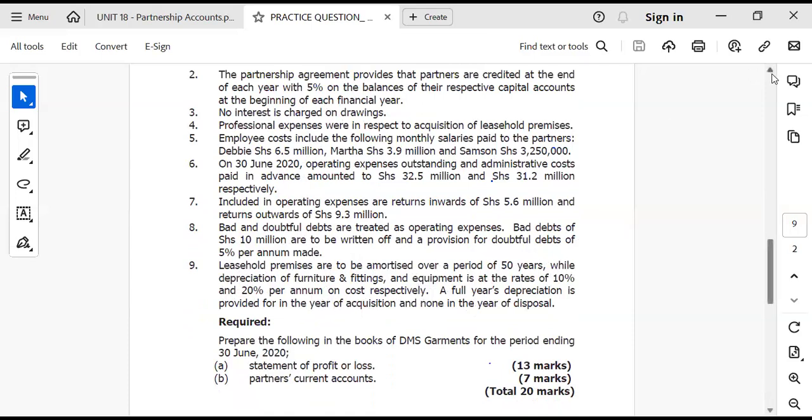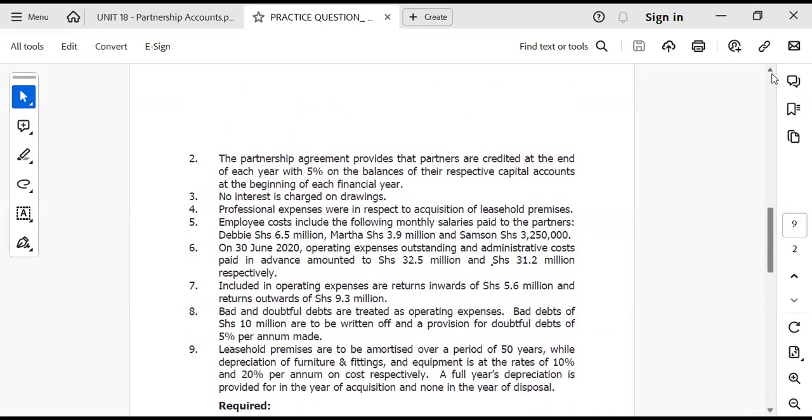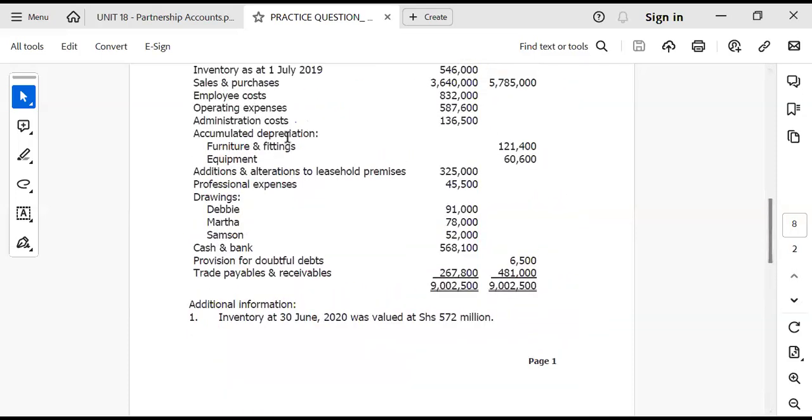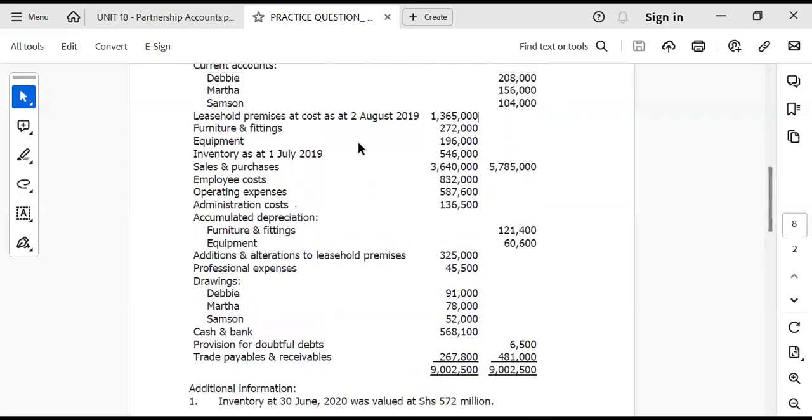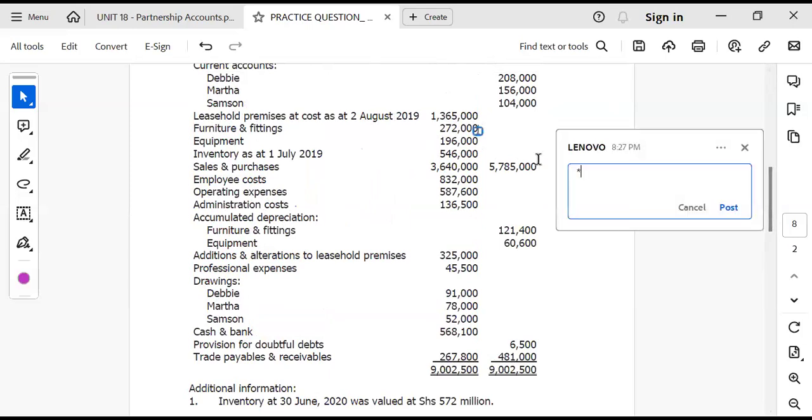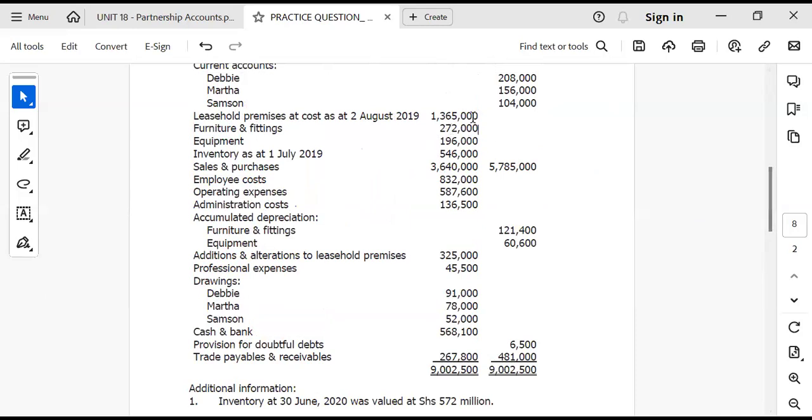So I can just get 10%. I can just go and look at furniture and fittings here. Furniture and fittings, this is accumulated depreciation. I need to know the cost of the furniture and fittings, which is 272. Furniture and fittings, 272 times the 10%. It's told us that it's 10% on cost and equipment is 20% on cost.